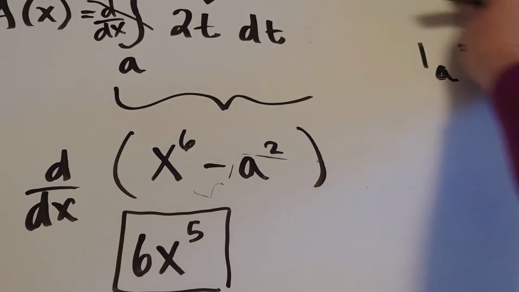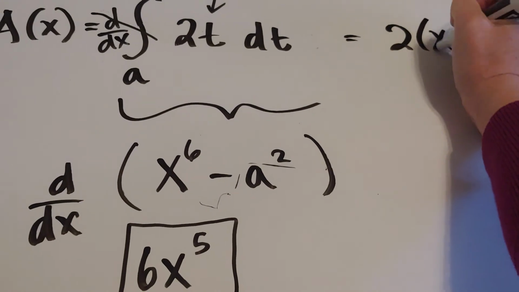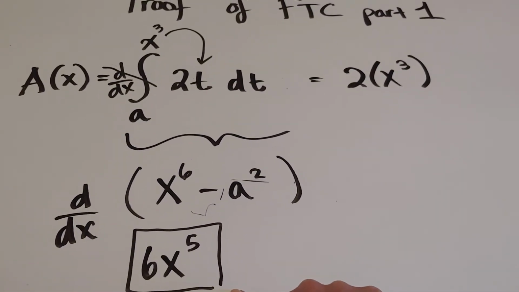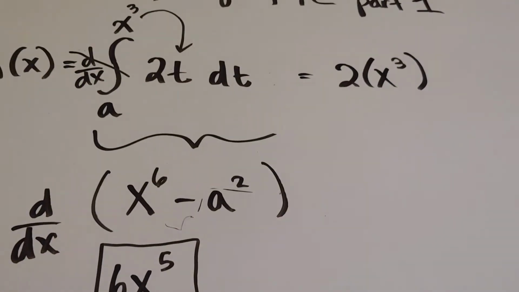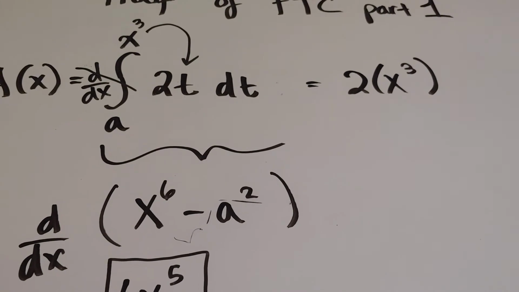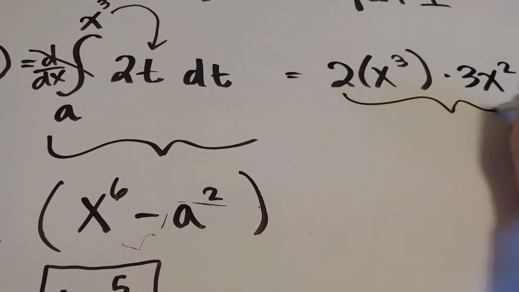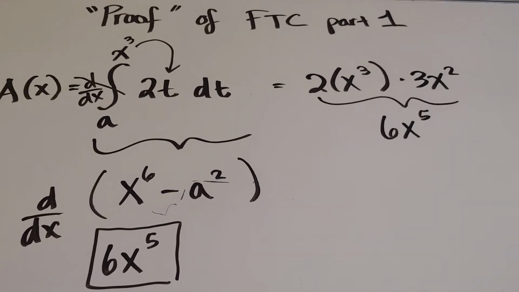All right, so when that x cubed drops down, I'm going to get 2 times x cubed. Is that what I got? No, but remember I'm not done. When this isn't just an x, you have to do chain rule. So what's the derivative of x cubed? 3x squared. And there you have it.